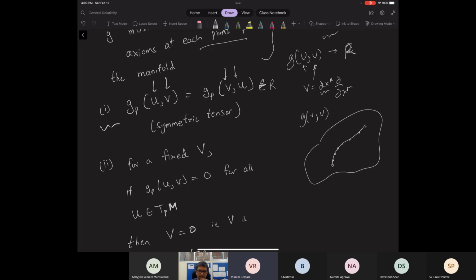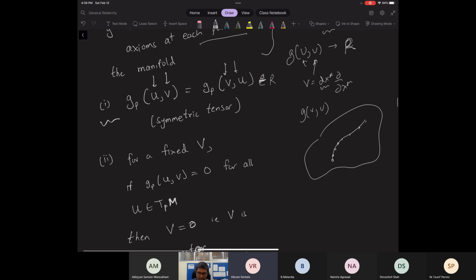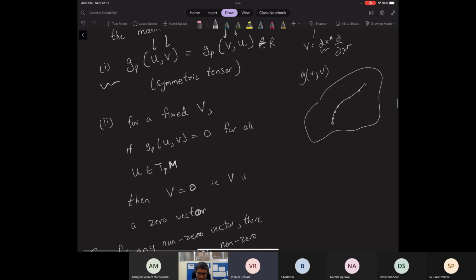So this is what we call a symmetric tensor. Then the next requirement is that for a fixed V, if we take any fixed V belonging to the vector space TPM, and we put this V in here, and if g_P(U, V) is 0 for all U's belonging to the same space.